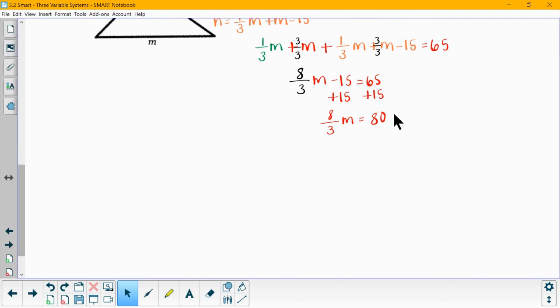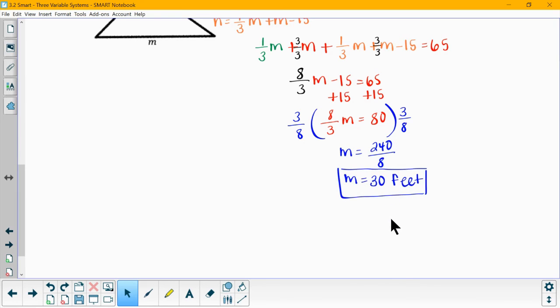Now to solve for M, I'm going to use the reciprocal 3/8, because 3 times 8 is 24, divided by 8 times 3, 24 is just 1. Now remember, numerator times numerator, denominator times denominator. If I don't have a denominator, I assume it's a 1. So this turns into 80 times 3 is 240/8. So I get M is equal to 240/8. And when I simplify this, I get M equals 30 feet.